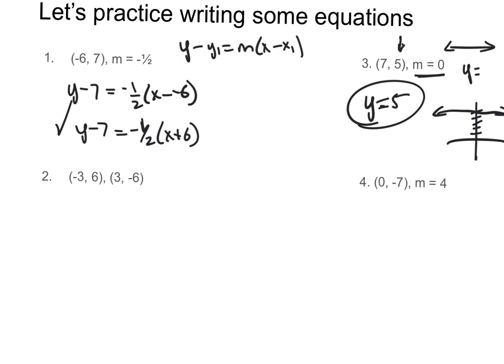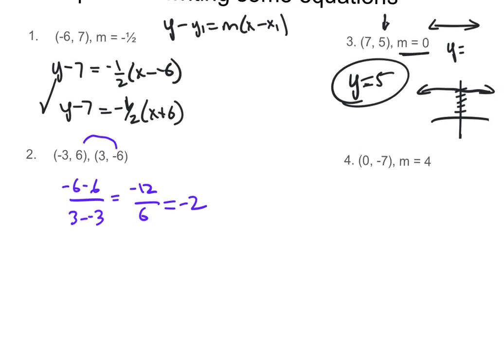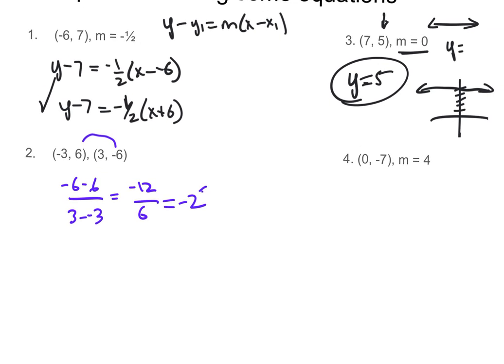Down here for number 2, I'm going to go negative 6 minus 6 over 3 minus a negative 3. So that will give me negative 12 over 6, or negative 2 for a slope. Slope is what we did previously. So now this is going to be y minus 6 equals negative 2 times x plus 3. I took this point, okay? That's my x, that's my y, and that's what goes in there.